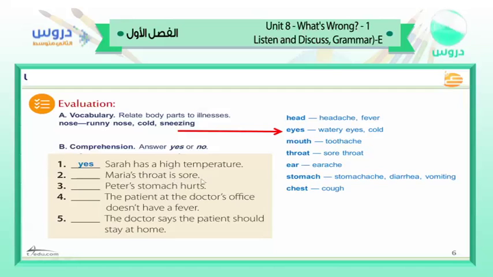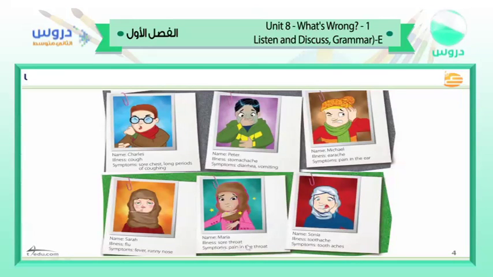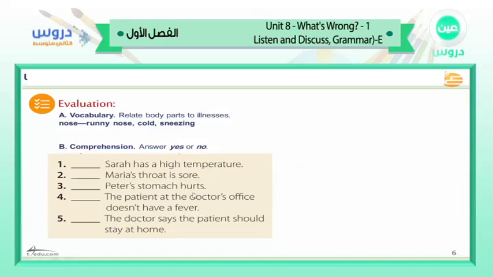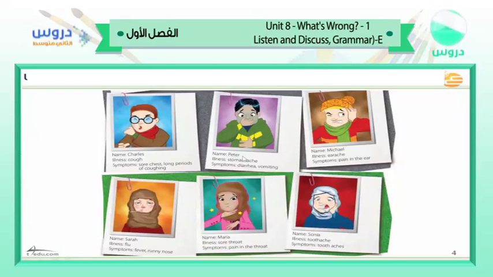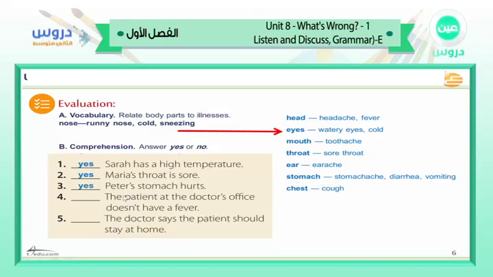Number 2, Maria's throat is sore. Maria's throat is sore. Let's go back to Maria. Okay, this is Maria, sore throat. Pain in the throat. Yes, it is. This one is yes. Excellent. Number 3, Peter's stomach hurts. Let's go back to Peter. This is Peter. He has got a stomachache. Very nice. So his stomach has a problem. It hurts. Excellent. Peter's stomach hurts. This is yes.